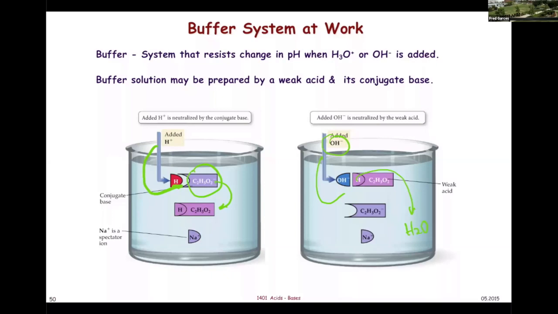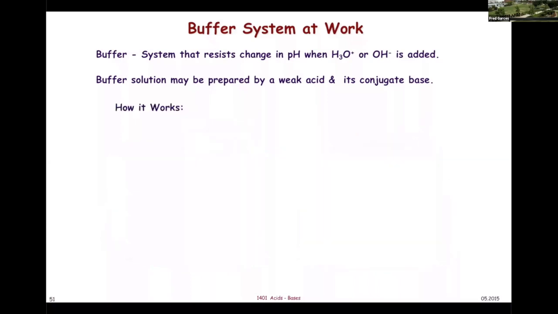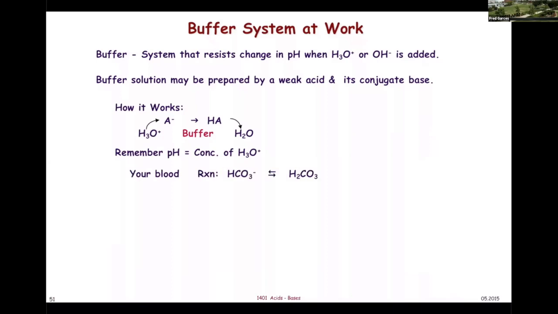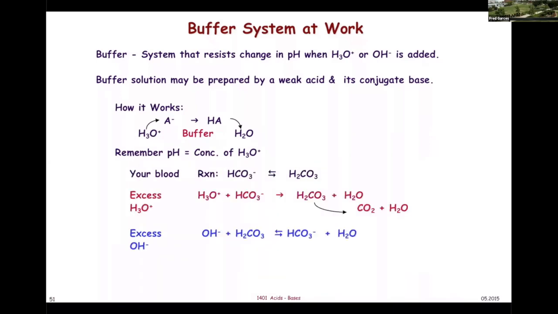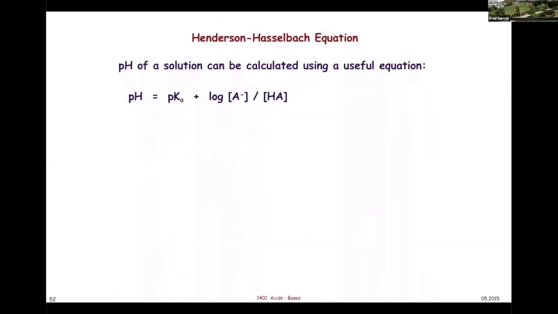Again, you're removing hydroxide. That's the key. So a buffer system works on the principle that it's removing hydronium or hydroxide. Therefore, it's not affecting the pH or the pOH. That's the key. So this is more or less the same in a chemical reaction of what's going on. So you guys can look at that.